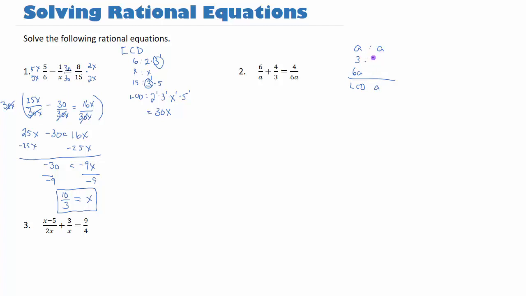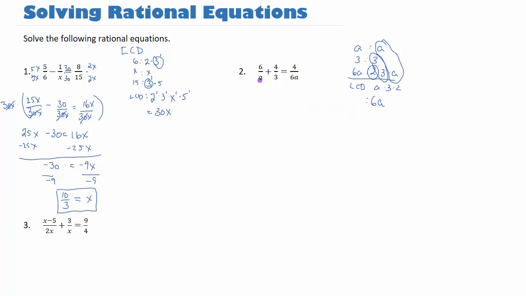My LCD better have a 3 in it. And this one is really 2 times 3 times a. Well, I already see the 3 is accounted for here, and so is the a. So that's already accounted for, so is that. So the only thing we're missing is we need to have a 2. So the LCD is really 6a.